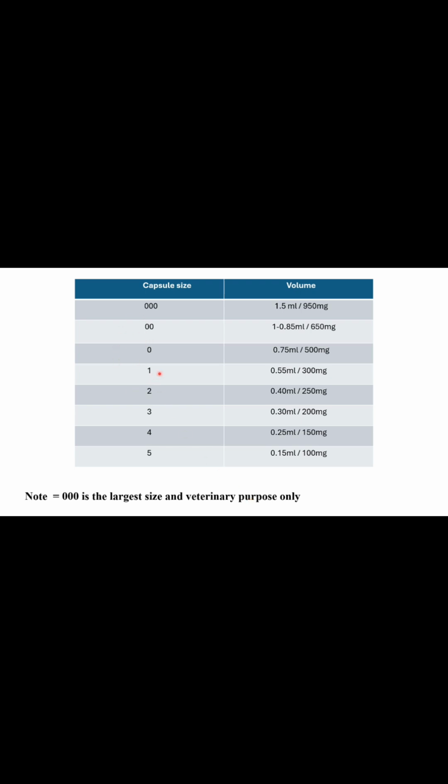It can hold about 0.75 ml or 500 mg, size 1 holds 0.55 ml or 300 mg, size 2 holds 0.40 ml or 250 mg, size 3 holds 0.30 ml or 200 mg, size 4 holds 0.25 ml or 150 mg, and size 5 holds 0.15 ml or 100 mg. These are the important topics we should know for GPAT and also for the PGCET exam preparations.